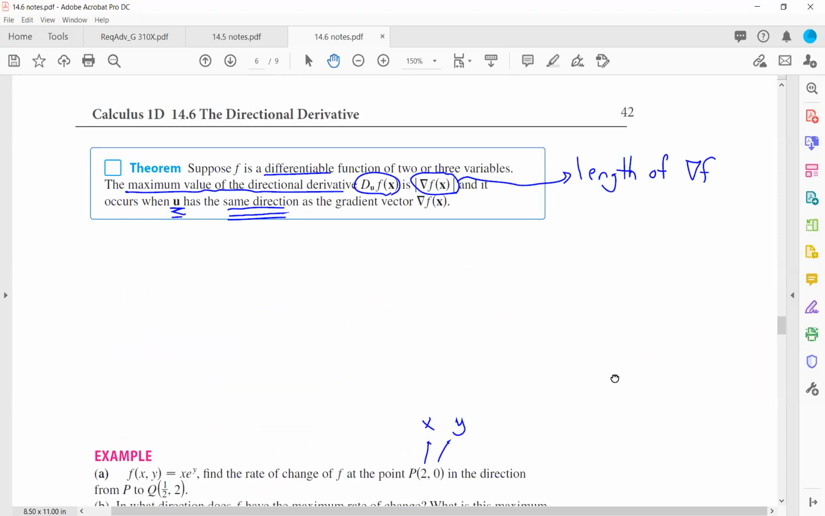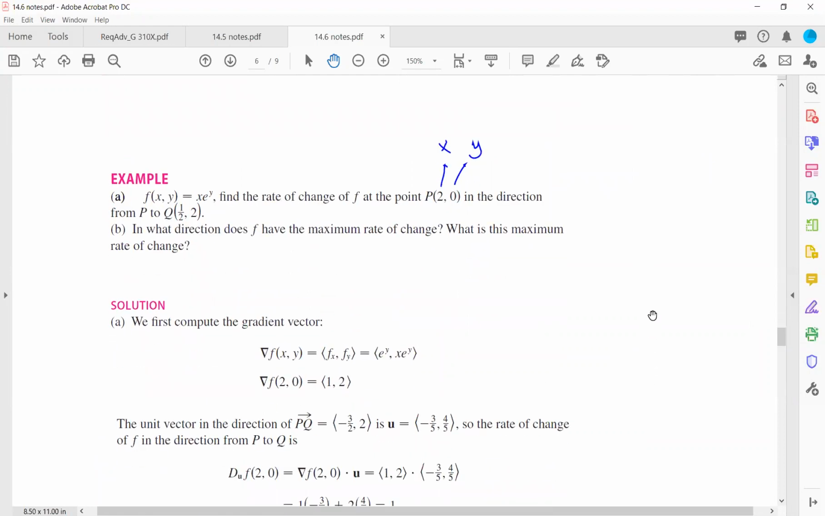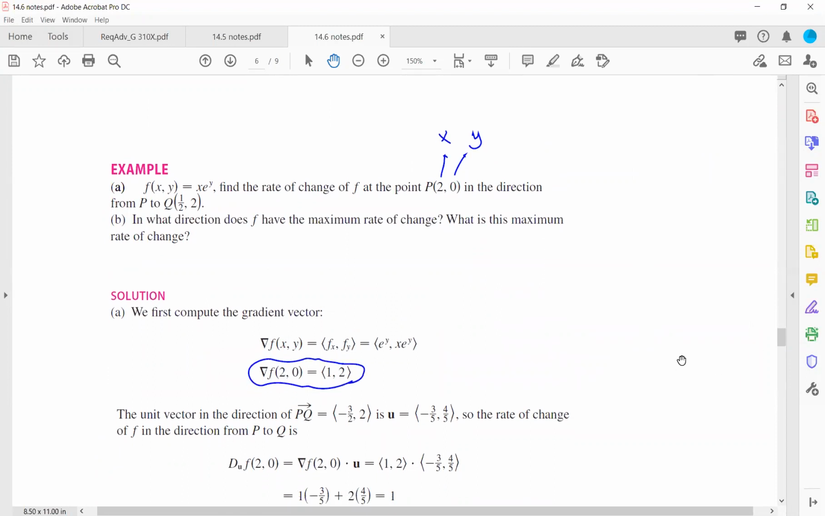So we're going to apply the theorem that we just learned step by step. First of all, let us find the gradient function here, because our goal is to find the rate of change of f. So the gradient function, taking the derivative with respect to x, e to the y, and taking the derivative with respect to y, x e to the y. The point has x 2, y 0, you plug them in, and you have your gradient value. Perfect.